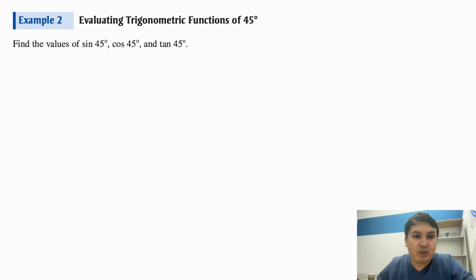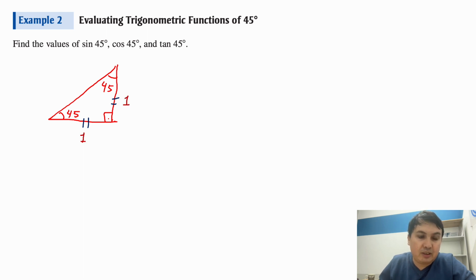Okay, now find the values of sine 45, cosine 45, and tangent 45. Sketch the right triangle with angle 45 degrees. If it's 45, what is the remaining angle? That's also 45. So this is an isosceles right triangle, so two sides are equal. We don't know what they are. We can denote it by x if you want, or we can simply give any number here. So let's give 1. Then this is also 1. Then what is the hypotenuse? It's the square root of 1 squared plus 1 squared, by the Pythagorean theorem. So this is square root of 2.